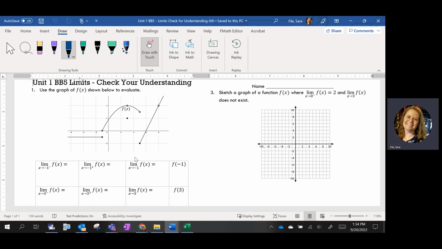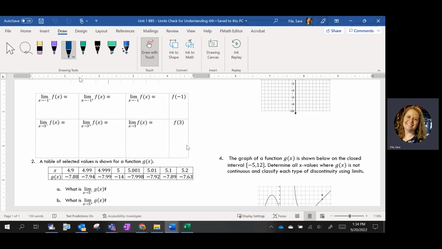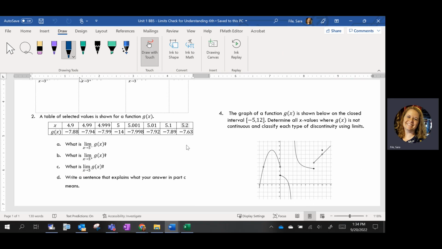It's like what we were just doing with the bride and the groom. We approached the number from the left, we approached the number from the right. So if they're the same, that's the limit. If they're not, it does not exist. We good with number 1? Does number 1 make sense to everybody? Okay, so you can fill that in. It's just some practice for you.